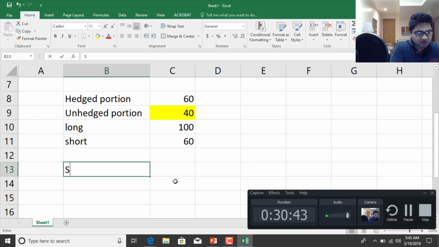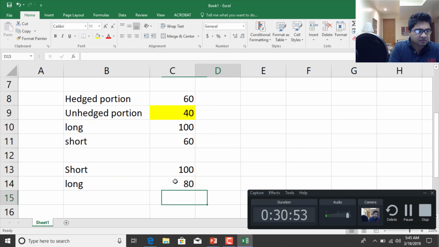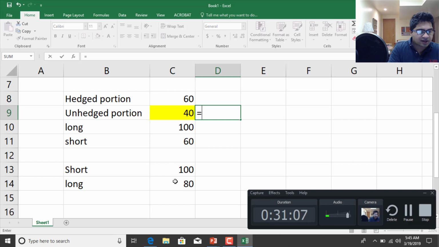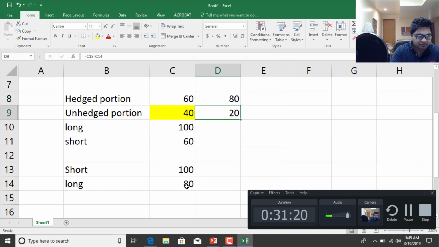Now if this is the case, you're going $100 short and you're covering it up with $80 long. So this is your trade. So it is still a directional trade because long and short are not the same. If they are the same, then it is a relative value trade. Now what will you do? Unhedged portion will be the difference, 100 minus 80, and hedged portion will be the lower amount between 100 and 80, that is 80.